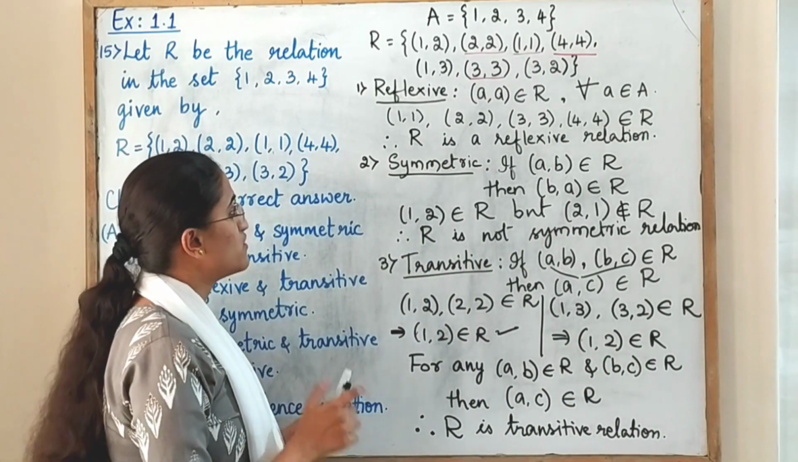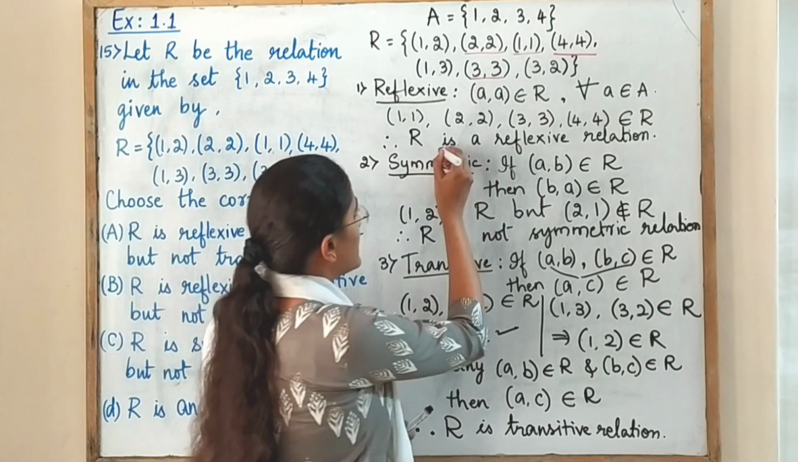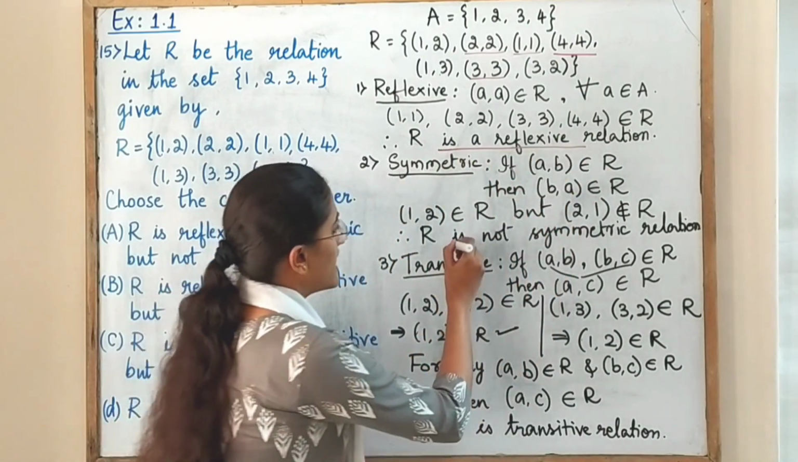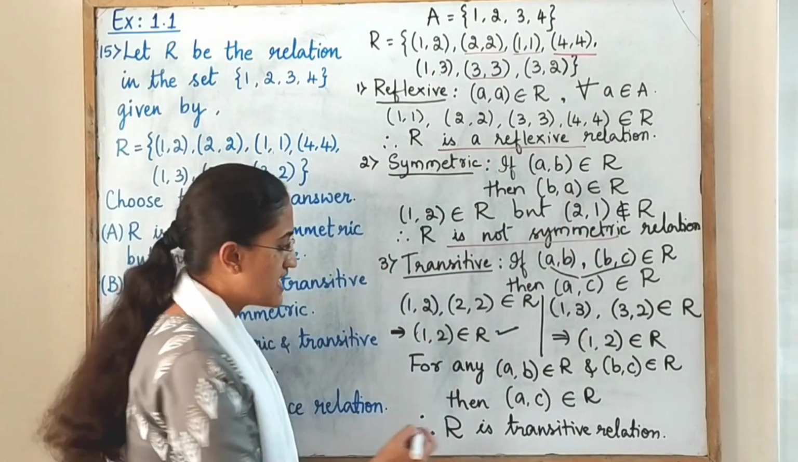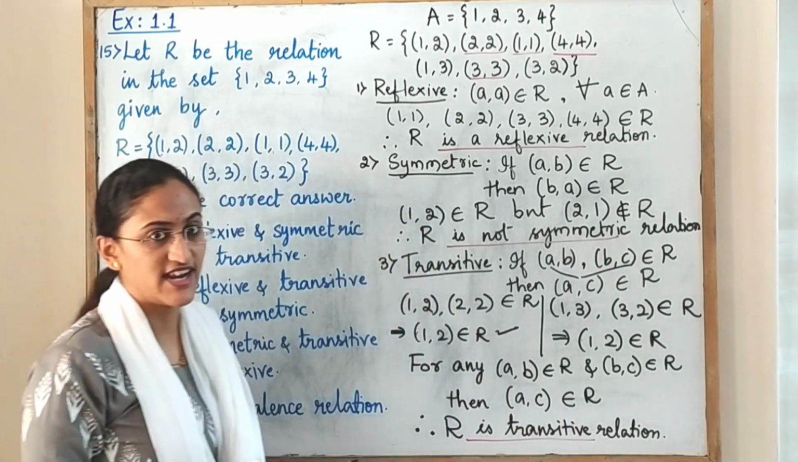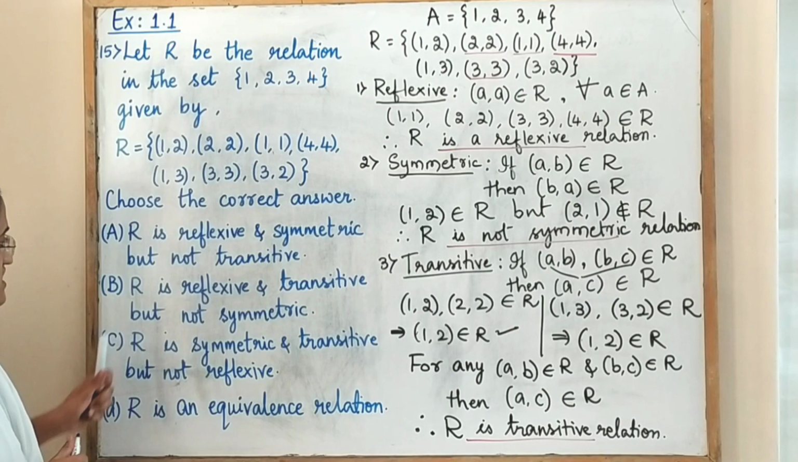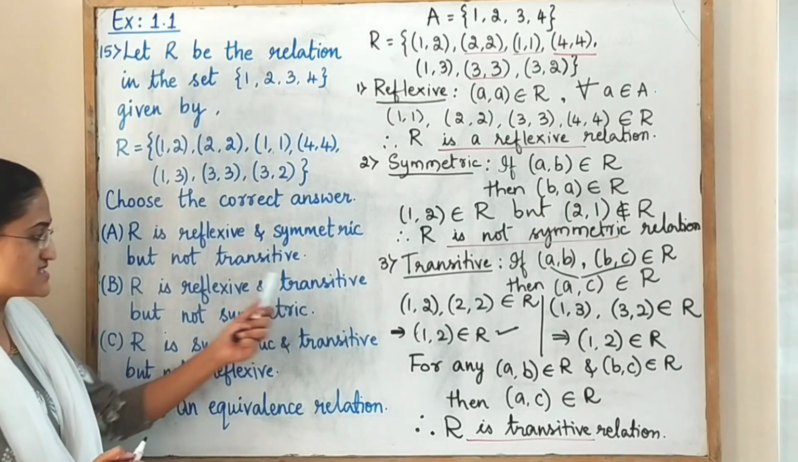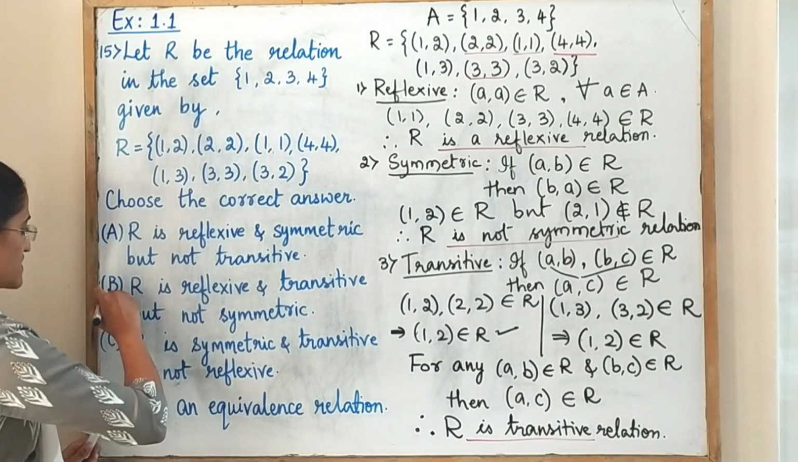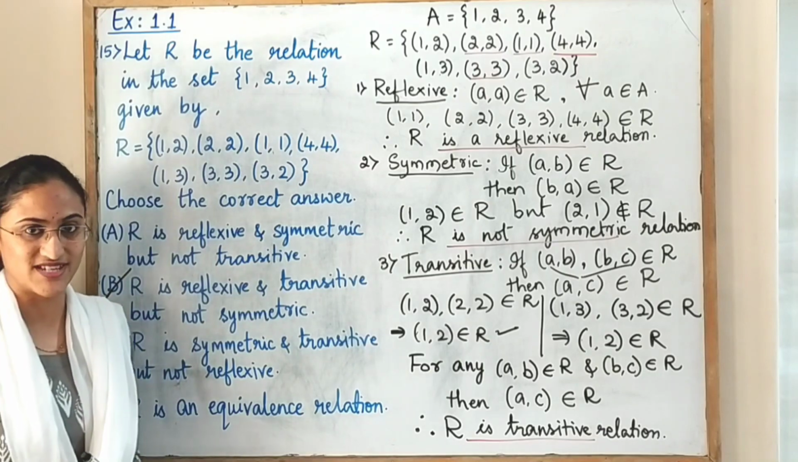Hence, you can conclude that the relation is reflexive, it is not symmetric, and it is transitive. Therefore, check for the option: the relation is reflexive and transitive but not symmetric. B is the right option.